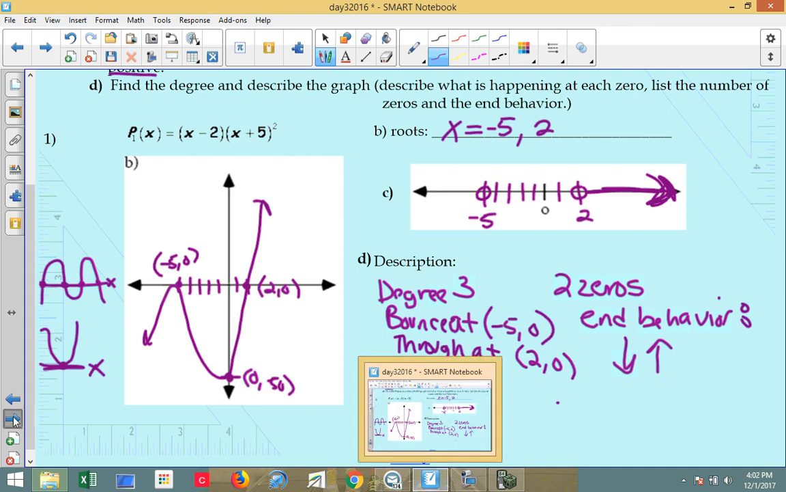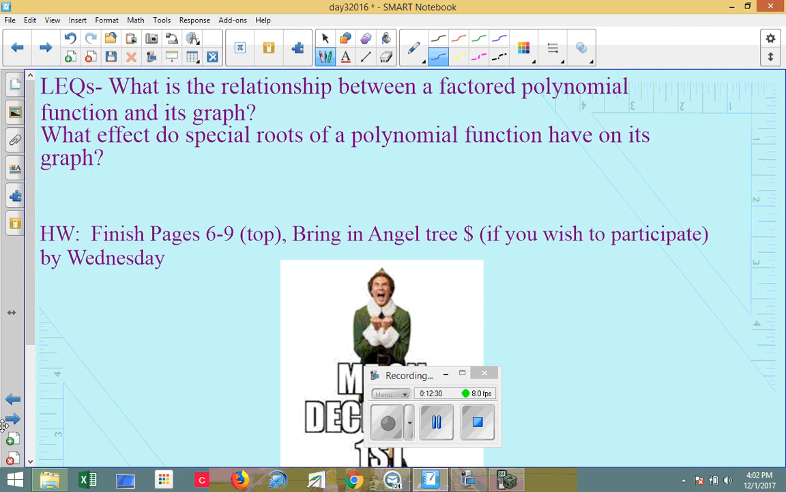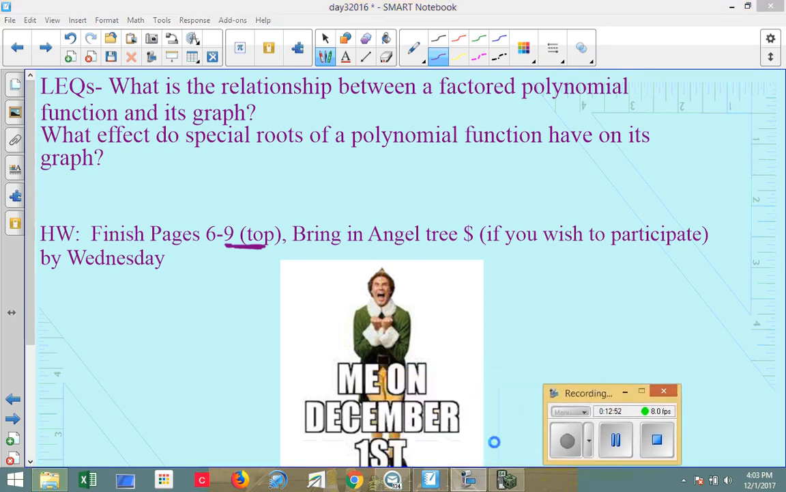Then for homework, in addition to finishing up those graphs and the descriptions, you will answer the questions on the top of page 9. In order to answer those questions, you're going to have to look back through the lab, look back through all the different graphs, and you should be able to answer those questions based on some of the patterns that you'll be noticing throughout the lab, throughout the graphs. So use your graphs to help you answer those questions on the top of page 9.